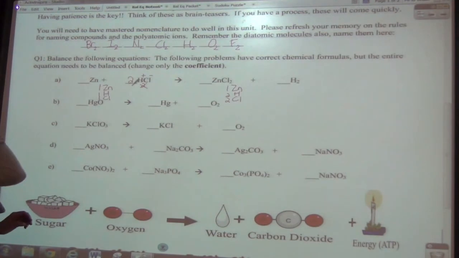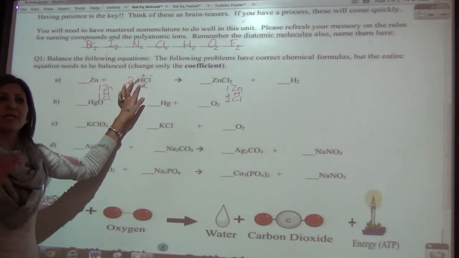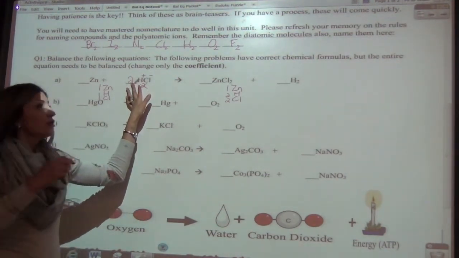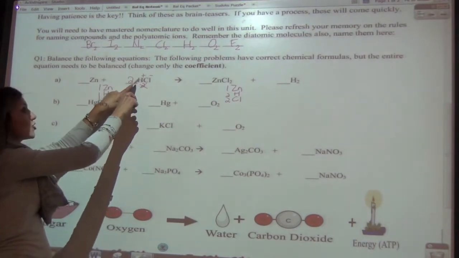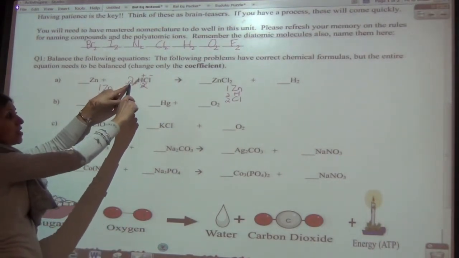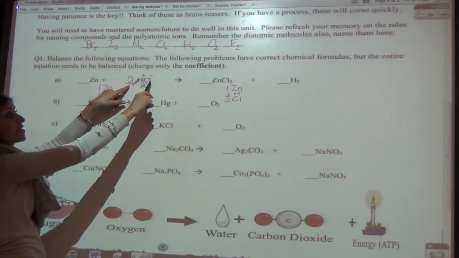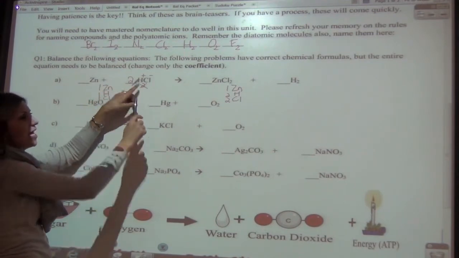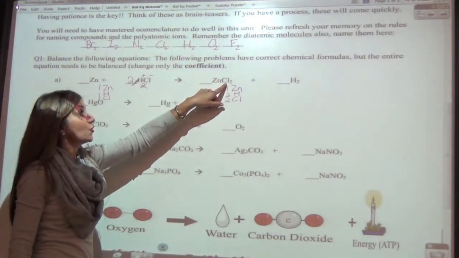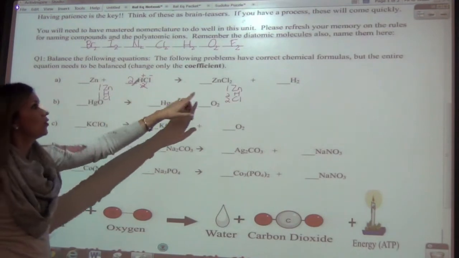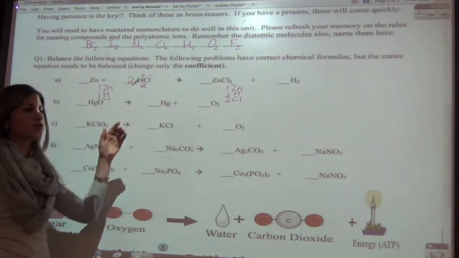So that's 2HCl. Now what just happened, it's going to be like playing tennis, okay? So now the ball's here. I changed the H's, so now that affects my Cl's. So I've got 2 Cl's and how many Cl's here? 2, so that's fine. 1 Zn, 1 Zn, and I'm done. Let's try the next one.